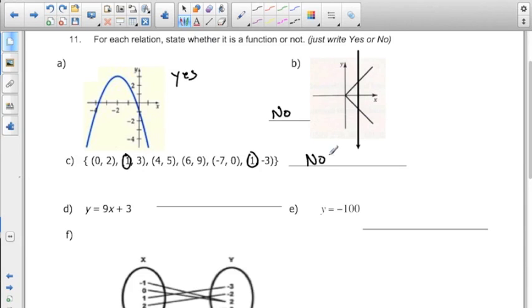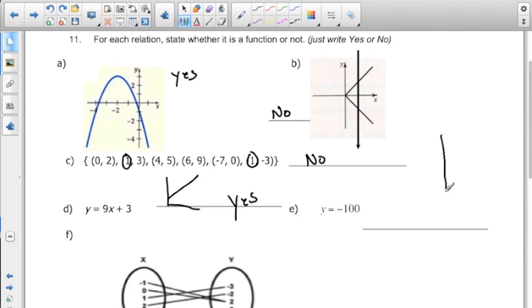Here, we know that any rule, 9x plus 3, is going to be, well, we can say it's a partial variation. So if we said this is plus 3 and it's going up like that, we can see that the line will only go through once. So yes, it's a function.